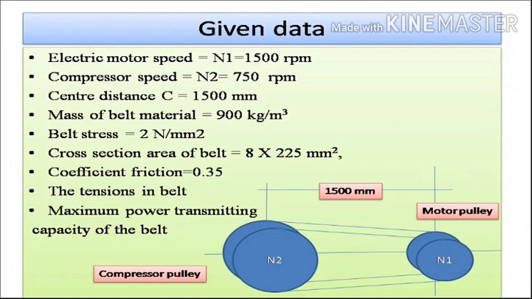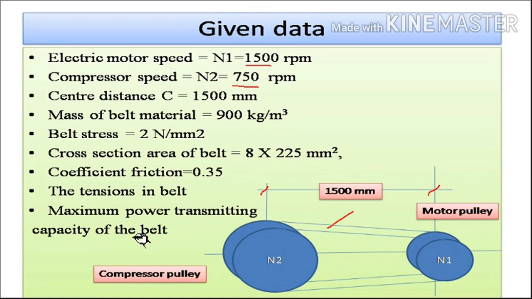So the data for this problem is like this. We have been given a motor pulley whose speed is 1500 rpm and a compressor pulley whose speed is 750 rpm. Center distance is 1500 mm, and the density of the belt is 900 kg per meter cube, while the stress induced in this belt is maximum 2 Newton per mm square. So the cross sectional area of this belt is... and here we are asked to find the tensions in the belt.